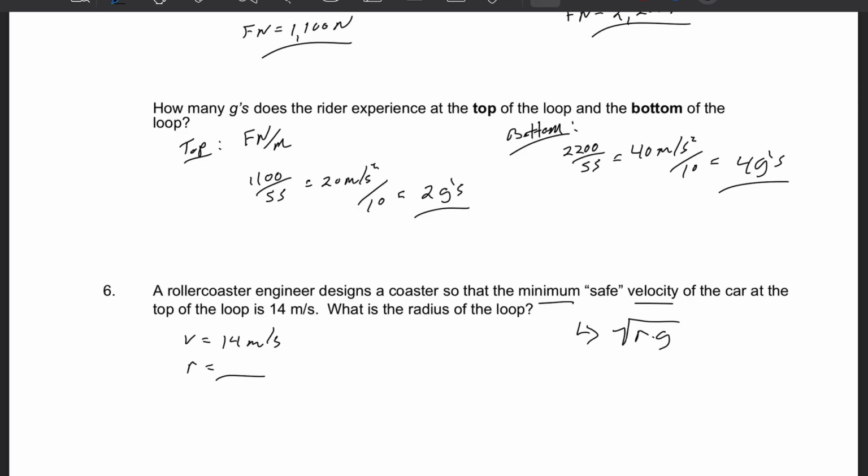So v is equal to the square root rg. If we square both sides, we'd have v squared is equal to rg. Divide g to the other side, and we'd get v squared over g is r. That's what we're looking for. And let's plug in some numbers. 14 squared over 10 is equal to r. 14 squared would be 196. Divide that by 10 gives us 19.6 meters for our radius.